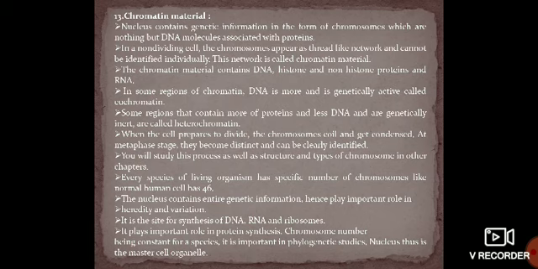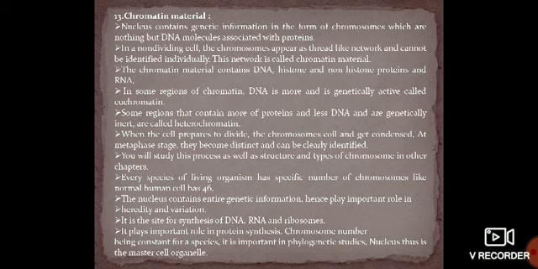Now some regions present on the chromatin, some regions of the DNA are more genetically active, called euchromatin, and some regions that contain more protein and less DNA are genetically inert, called heterochromatin. So these are two different regions which we see on the DNA.